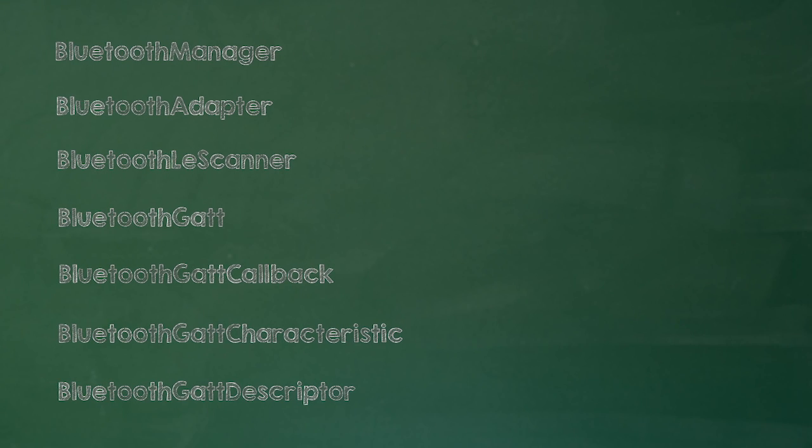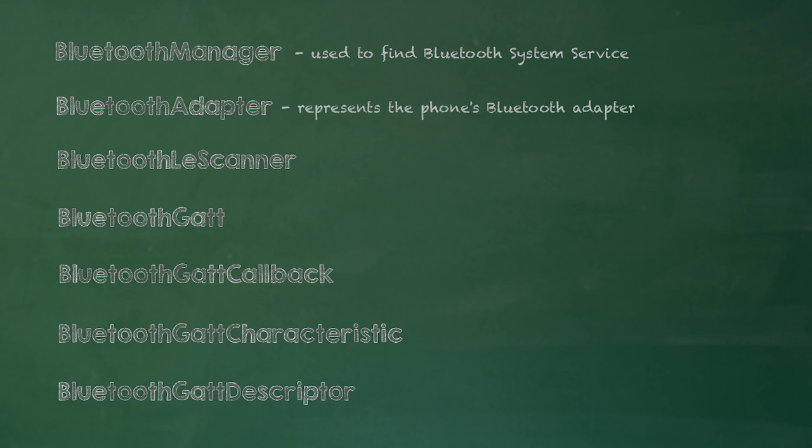The Bluetooth Manager is used to find the Bluetooth system service for the phone that your application is running on. The Bluetooth Adapter represents the phone's Bluetooth adapter. This object is used to interact with the radio. It's found using the getAdapter method from the Bluetooth Manager object.